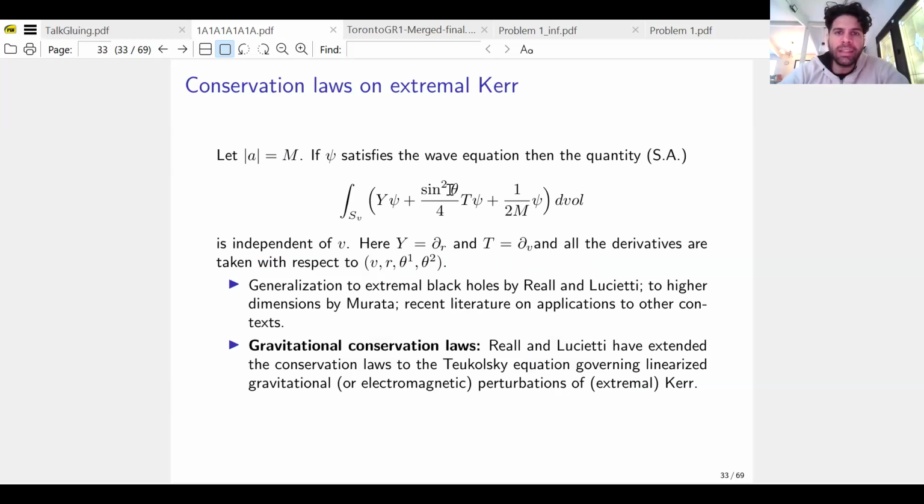And this is the horizon hair in the extremal case. It's a little bit more complicated. It has both transversal derivatives, zeroth order terms, and tangential derivatives. And these conservation laws have been generalized not only for the wave equation, but for linearized gravity.